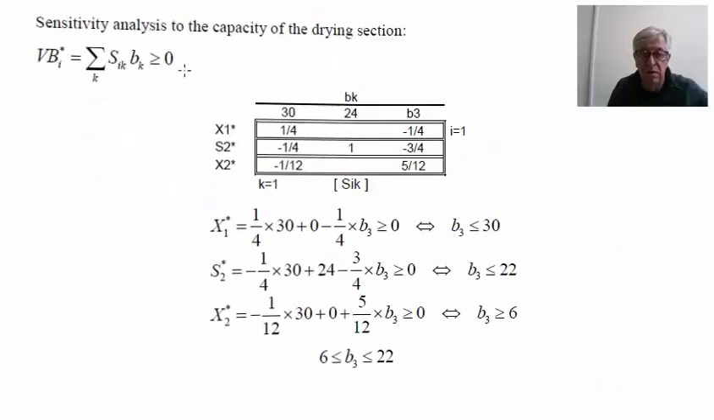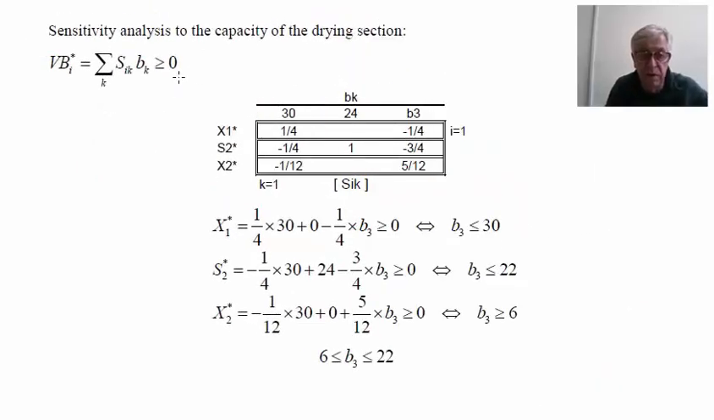Now we consider the variability of the third resource, that is, in the vector bk, we consider b3 as the unknown. The process is similar. We start to evaluate the new value of x1, just multiplying these coefficients. In order for x1 to remain in the base, we impose this condition, from which we extract a condition for b3.